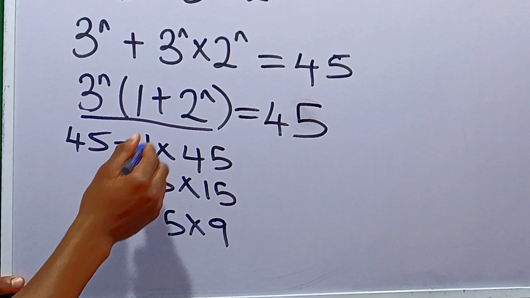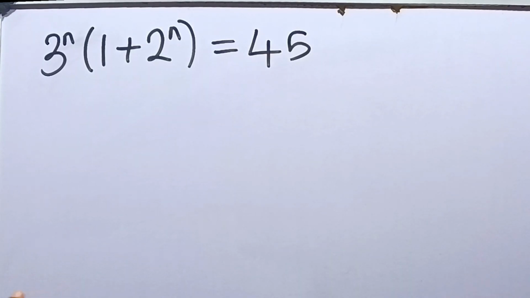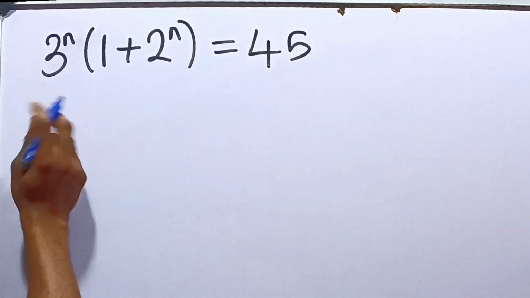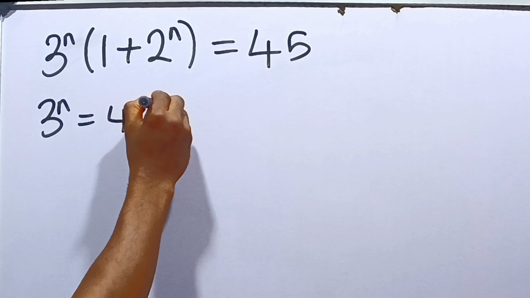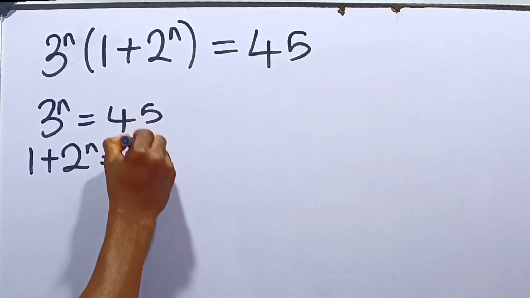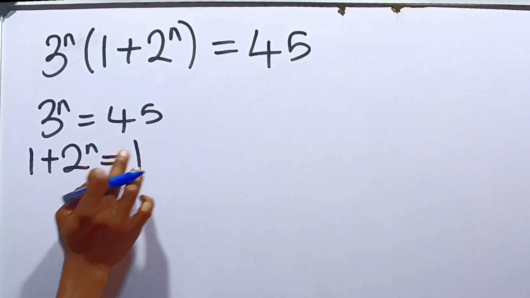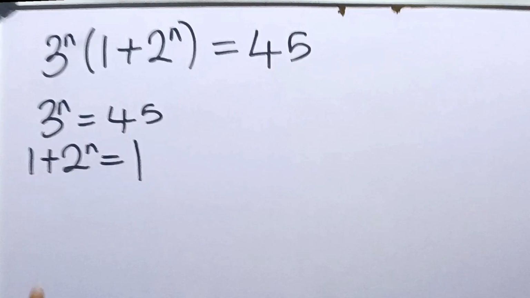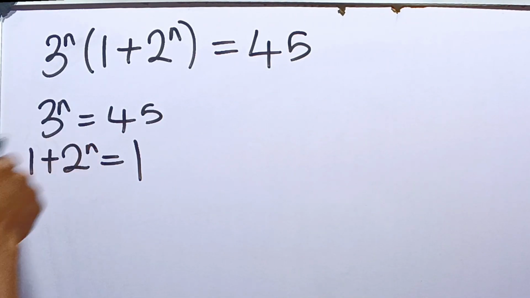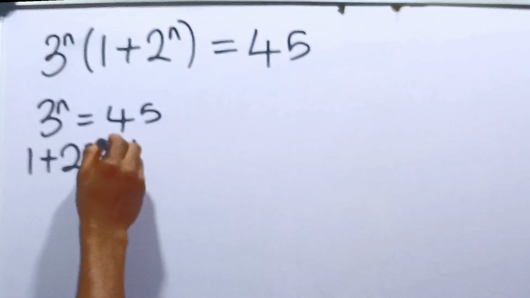So let's equate for the first one. Let's check for 1 times 45. When 45 is 1 times 45, it means that 3 raised to the power n is equal to 45, and then we have that 1 plus 2 raised to the power n is equal to 1. If n is a whole number, when you have 1 plus 2 raised to the power n, it cannot be equal to 1, because you cannot raise 2 to anything that will give you 0. So this first one is null and void.